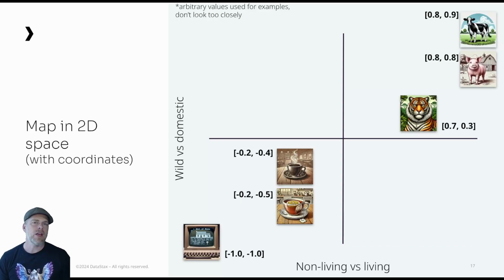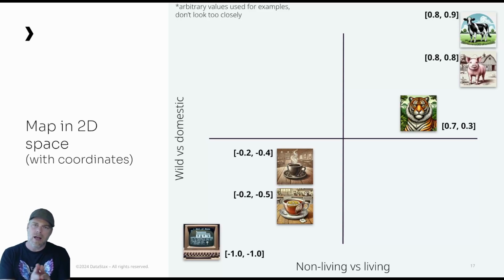But now you can see where we can start to assign some numerical values to these properties in this very simple two-dimensional space. Let's take the coffee and tea example yet again. Now you might be looking at that and wondering, wait a minute, your x-axis there says non-living versus living. Coffee and tea aren't living. Why aren't they all the way to the very left, like the computer terminal? Well, if you think about it, they're derived from living things.